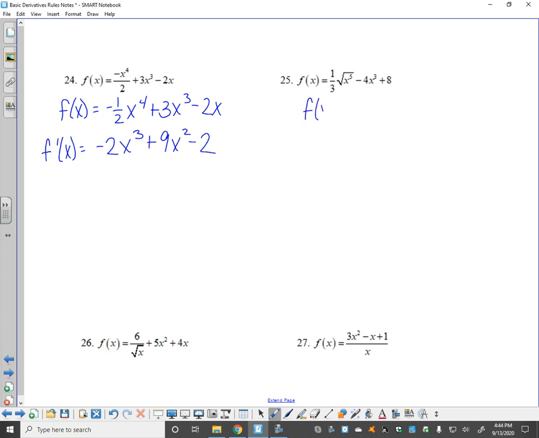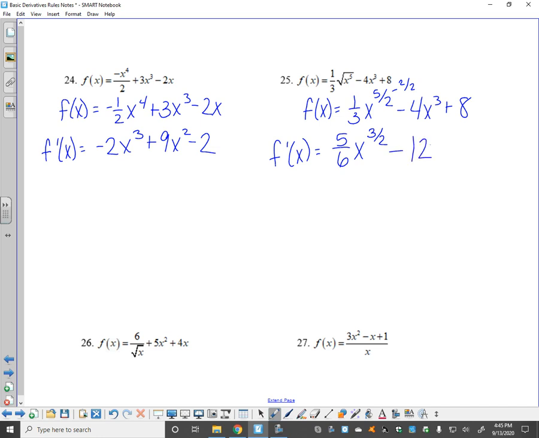Little prep work. 1/3 x to the power over root. Okay, so now derivative. All right. Bring the power down, so 5/2 times 1/3 would be 5/6. Again, top times top, bottom times bottom. And then if I subtract 1, which would be 2/2, that would give me 3/2 minus 12x squared. And the 8 goes to 0.